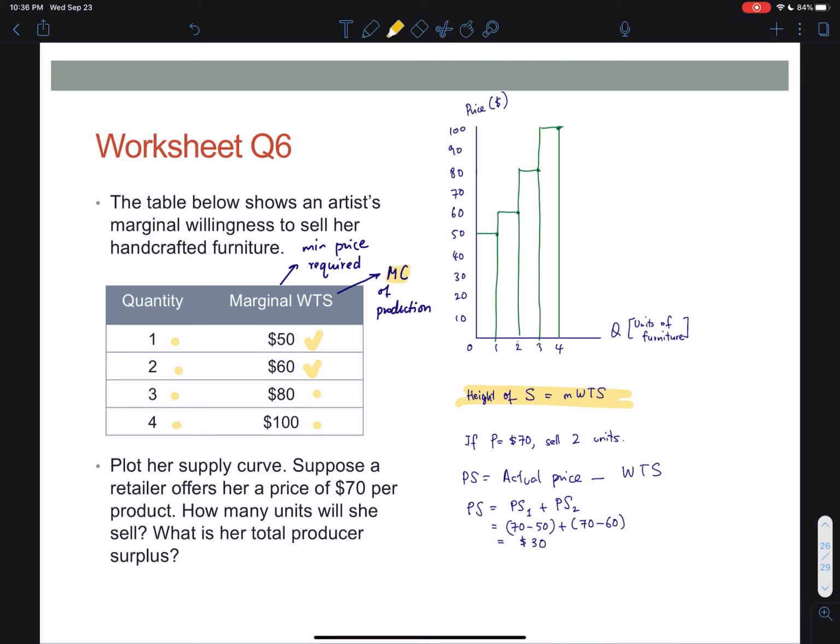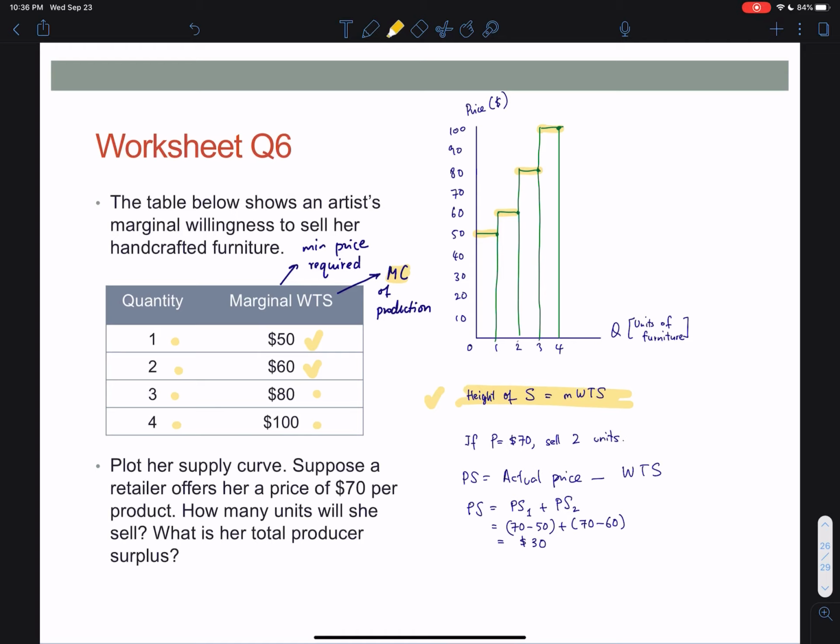So what I have plotted here is the marginal willingness to sell for each unit, and using this result we can say that we have also plotted the supply curve. Suppose the retailer offers her a price of $70 per furniture. How many units will she sell?